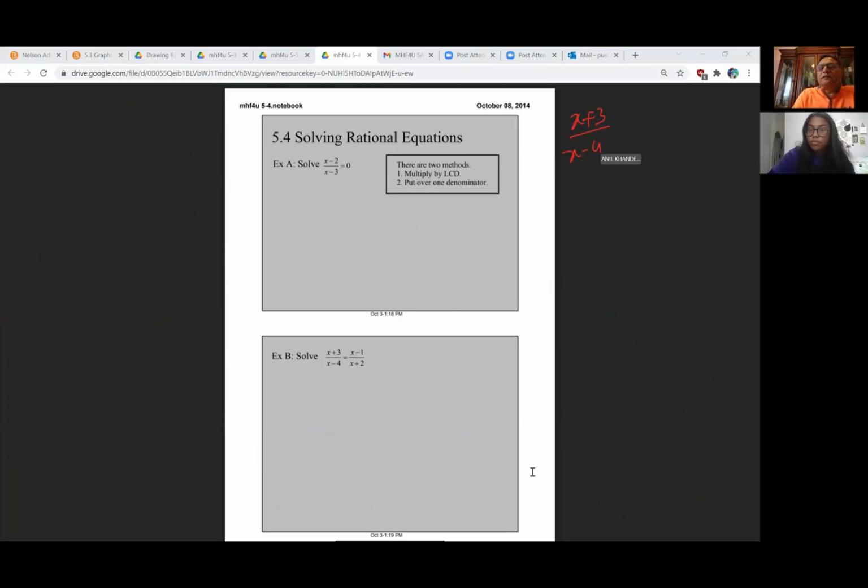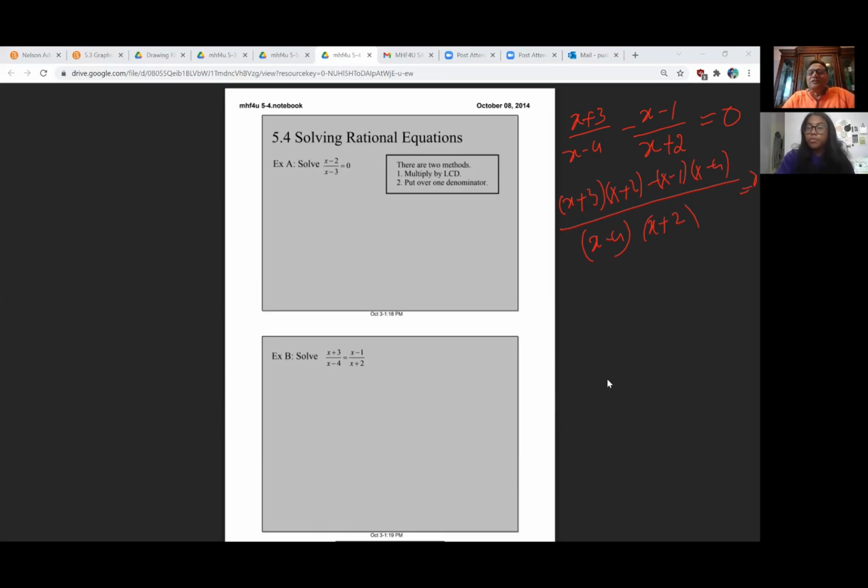Bring all the terms together. We'll get x minus 1 over x plus 2 equals 0. Then the common denominator is x minus 4 times x plus 2. Cross multiply, right? So we have x plus 3 times x plus 2 minus x minus 1 times x minus 4 equals 0. Now that means the numerator should be 0, correct?